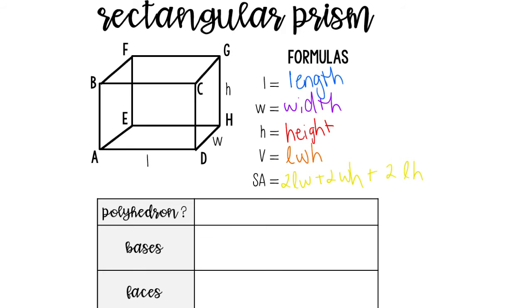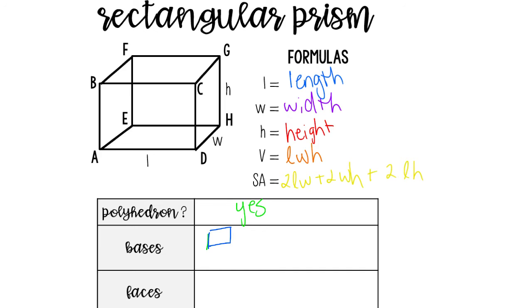So is this a polyhedron? Yes, it is. It's an enclosed space. So it's definitely a polyhedron. Bases are the bottoms and tops. So we'll just list one example this time, since we remember this from before.